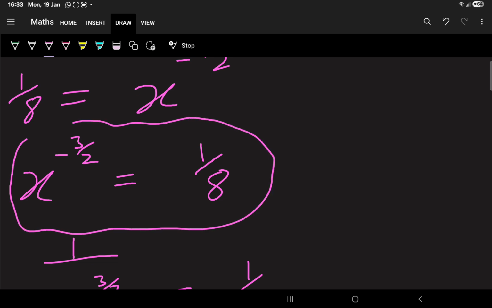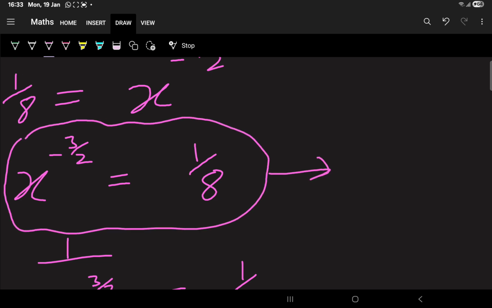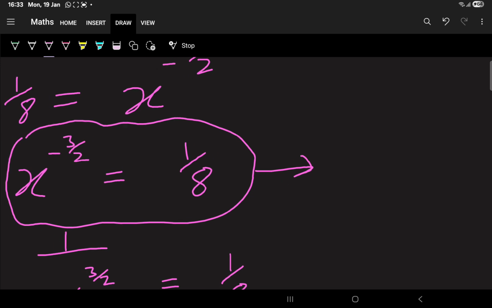from this part, I can just say take both sides to the index of negative 2 over 3. I choose negative 2 over 3 because I'm trying to think of how I can get rid of this negative 3 over 2 and make it an index of 1.